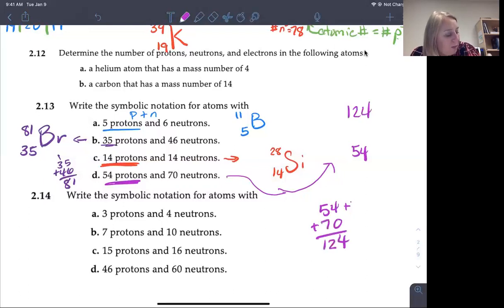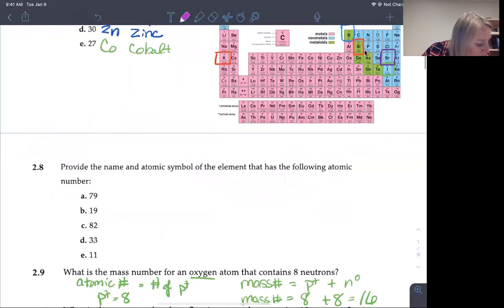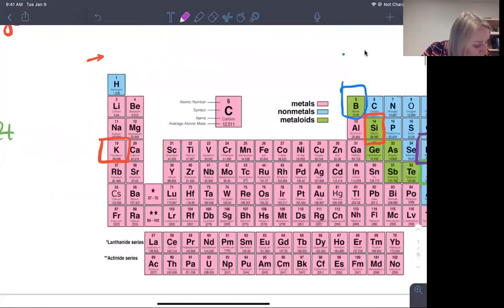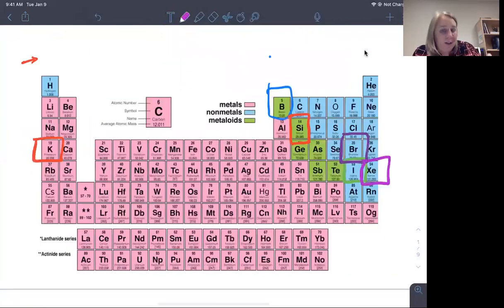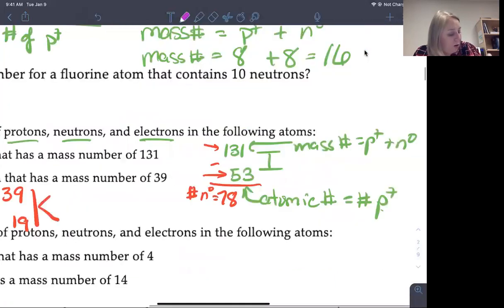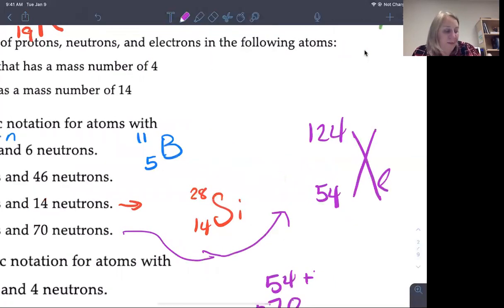And then I'm going to look for 54 protons. So I'm going to look up here and I'm going to say, where's 54? 54, right here, xenon. Xenon, 54. So Xe. Okay.